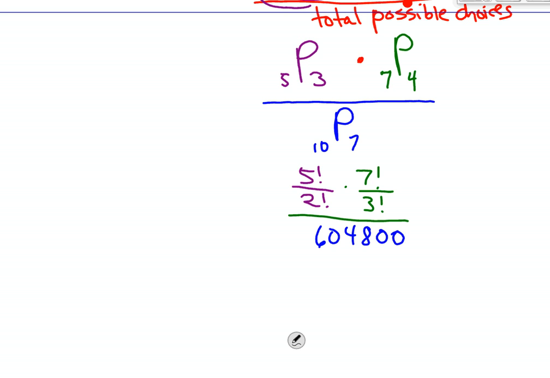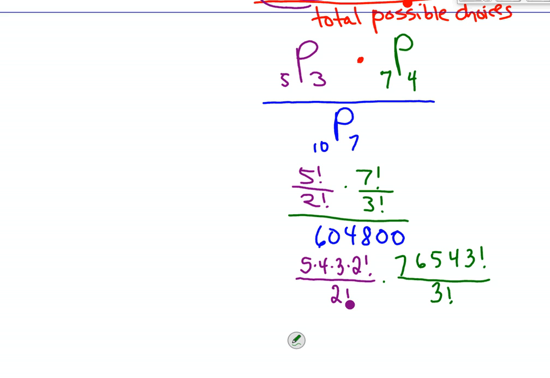So I just leave that denominator down there and I figure out the rest. The way that I'm going to write this out is I'm going to write 5 factorial over 2 factorial as 5, 4, 3, 2 factorial over 2 factorial, times 7, 6, 5, 4, 3 factorial over 3 factorial. And these are all multiplied. I kind of just said them. And then that's all over this 604,800.